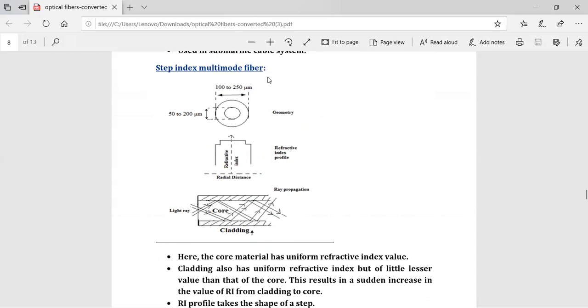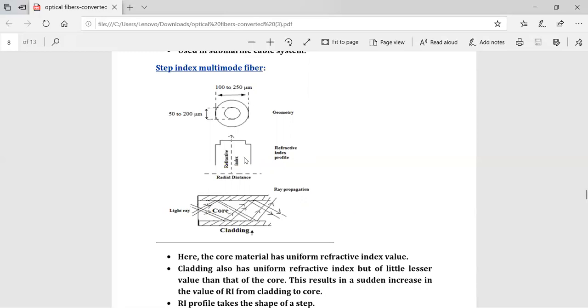Step index multimode fiber. So here, let us know about the geometry. The diameter of the core here is 50 to 200 micrometer. Since the diameter of the core is 50 to 200 micrometer, it has got a very large core. Because of which it can support number of light rays, or number of modes of light, to propagate through it. Hence, it is called as a multimode fiber. It allows many number of rays to propagate through it. And the external cladding diameter is 100 to 250 micrometer.